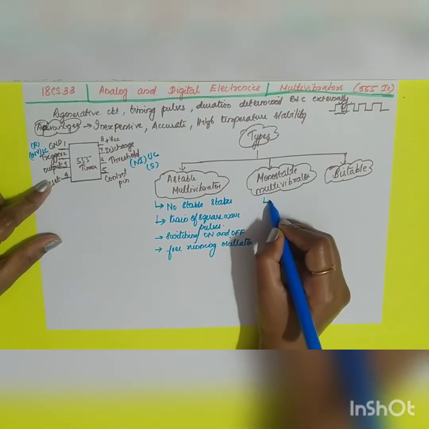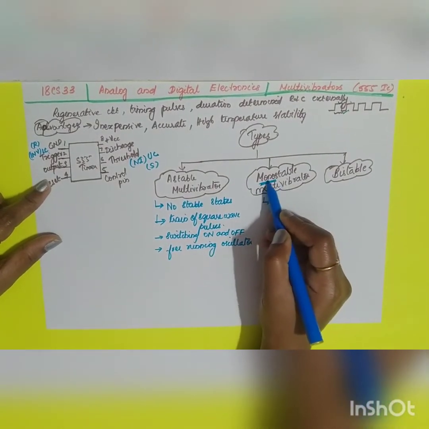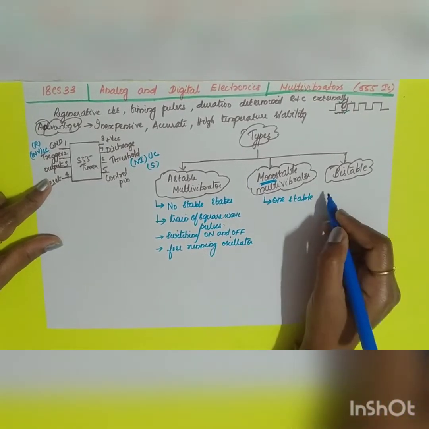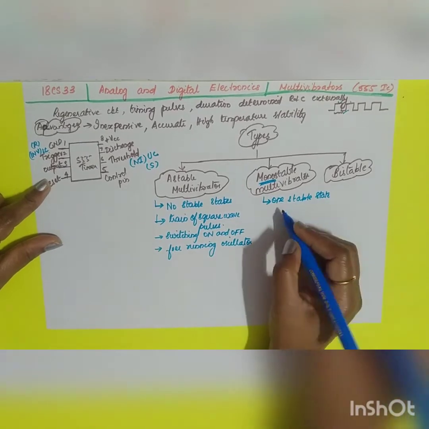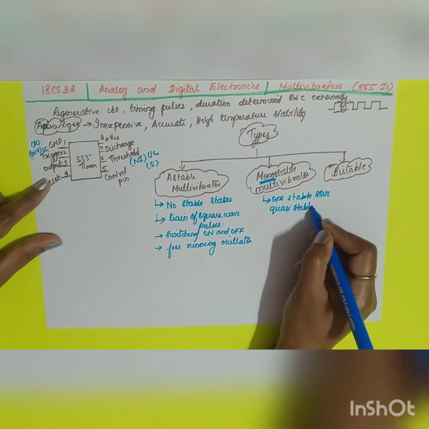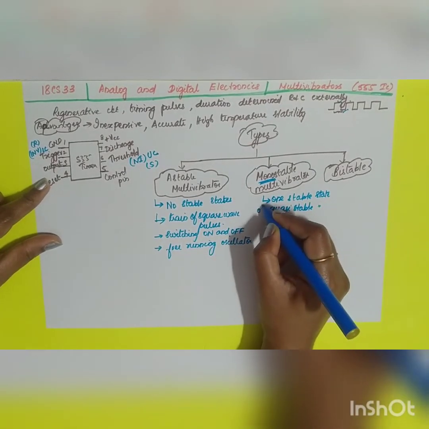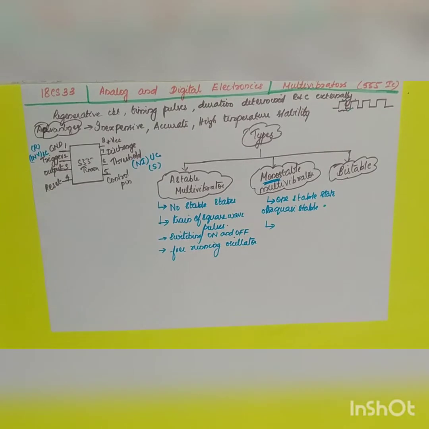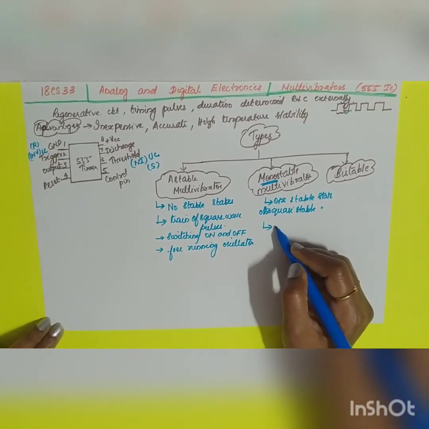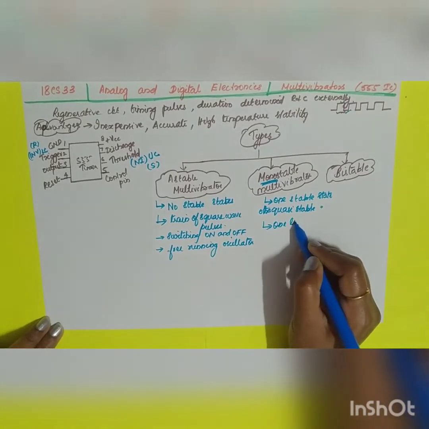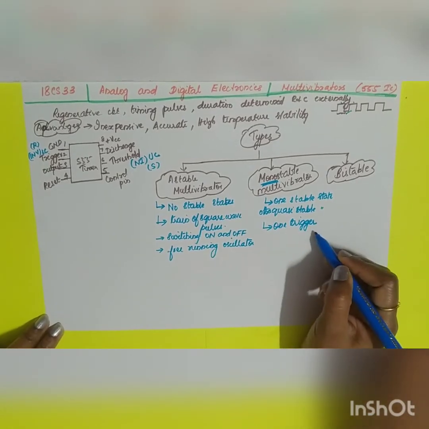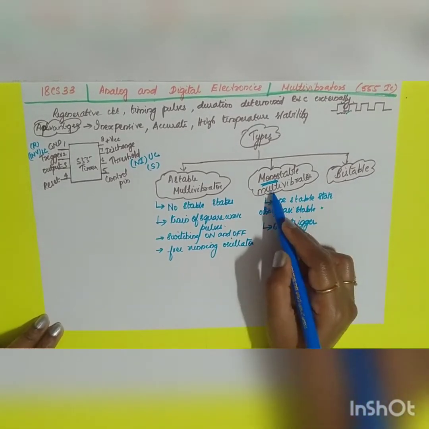Now what will happen in your monostable multivibrator? Mono means one, so it has one stable state. And what will be the next state? The other will be your quasi-stable state. In the case of monostable multivibrator, you will be utilizing one single trigger. One trigger pulse will be used to change the state. That is a specialty of your monostable.